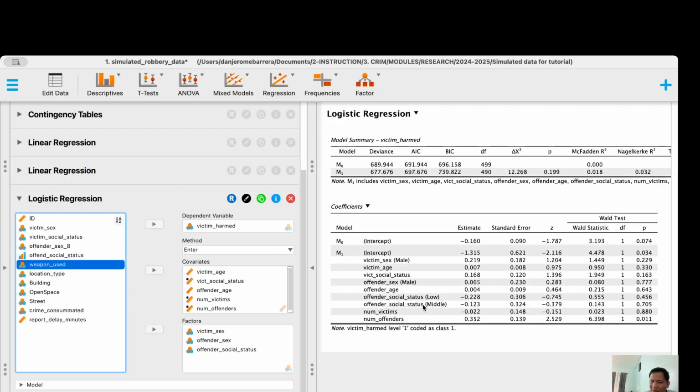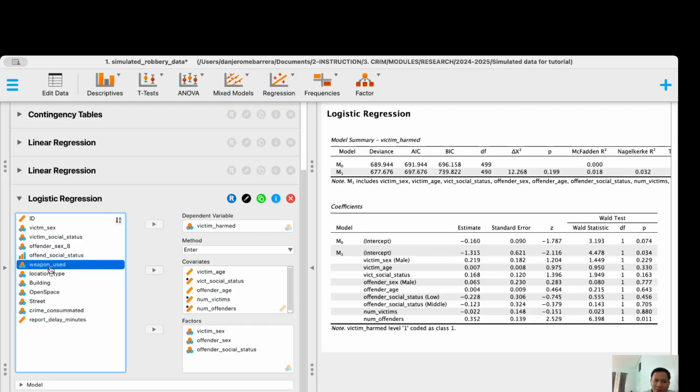As the number of offenders increases, the probability of the victim being harmed increases also, because the p-value is significant, 0.011, below 0.05, our benchmark.